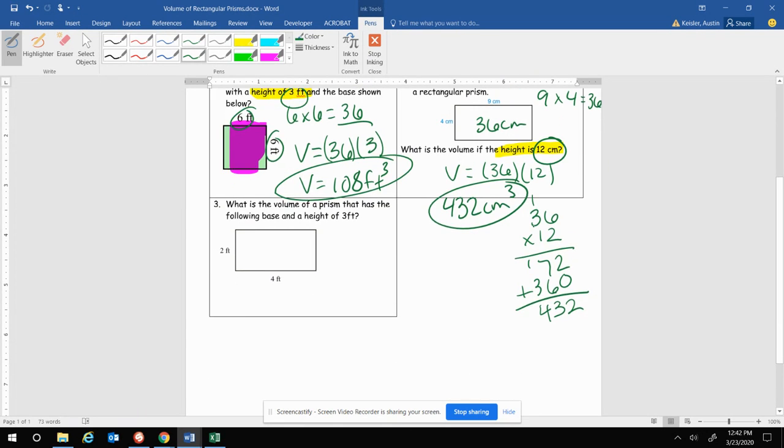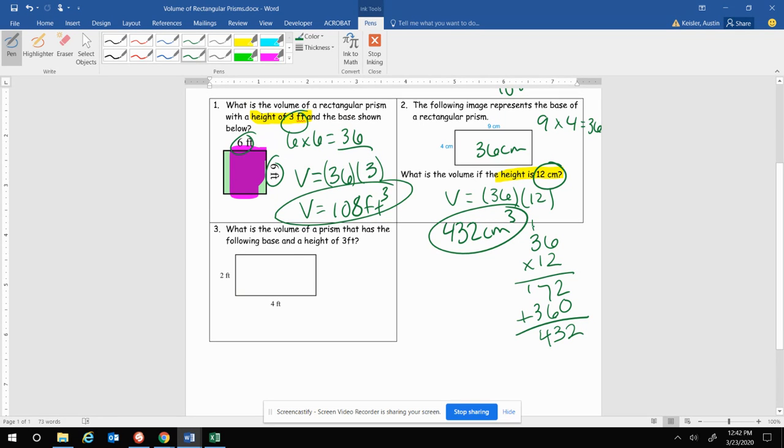And then lastly, what is the volume of a prism that has the following base and a height of 3 feet? This is a little easier one, some smaller numbers. I'm finding the area of the base. So that's an easy one because I just have 4 times 2, which is 8. So my volume, I need to take the area of the base, which is 8, and then I need to multiply it by the height, which we said was 3, and 8 times 3 is 24 feet cubed.